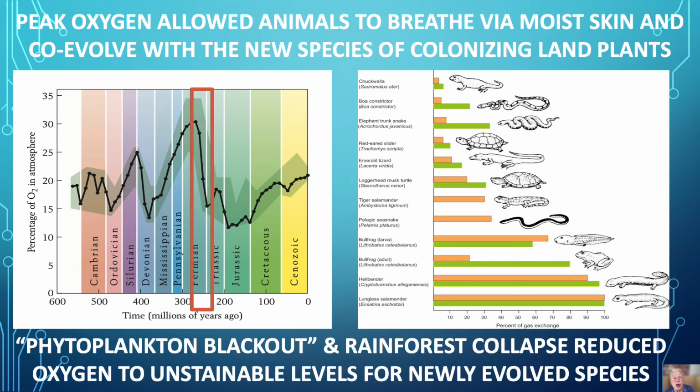However, oxygen concentrations plummeted during the Permian as the phytoplankton blackout, the rainforest collapse, and Pangaea switching to less productive vegetation in drier conditions dramatically reduced the photosynthetic production of oxygen. Different clades of land vertebrates that had recently evolved in a climate of abundant oxygen could not compete with species that had evolved more efficient breathing.